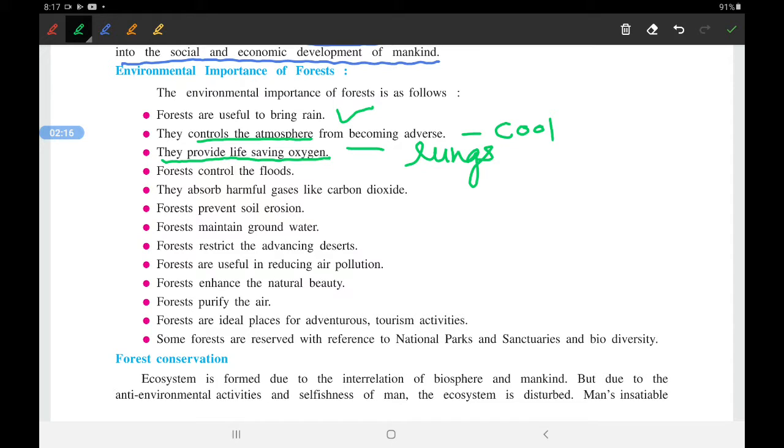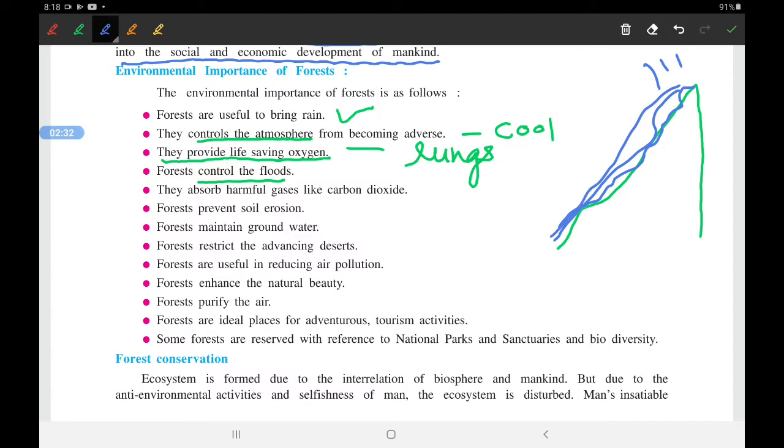Next, they control floods. See how they control floods. You might have seen that when there is a mountain, and a lot of rain on top of the mountain, if there are no trees, the water will flow without any resistance. Now when there are trees, just imagine there are trees in the way. Then the water will not flow with great speed, and this will help to control the flood. So you can see that trees are helpful in controlling floods also.